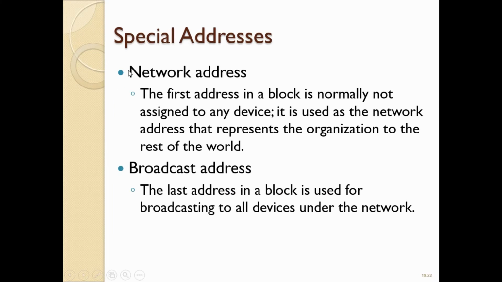Special addresses. We have two types of special addresses: the network address and the broadcast address. The first address in a block is normally not assigned to any device. It is used as the network address that represents the organization to the rest of the world. The broadcast address is the last address in a block and is used for broadcasting to all devices on the network.